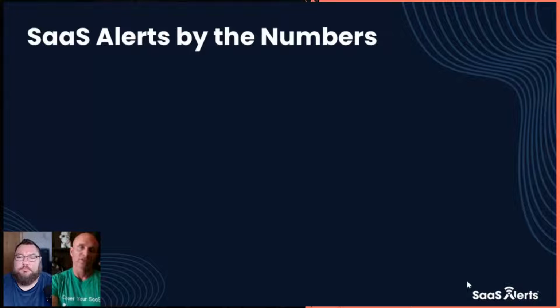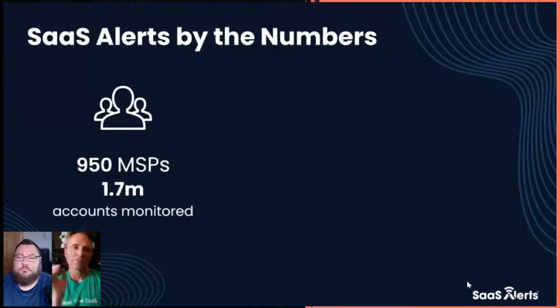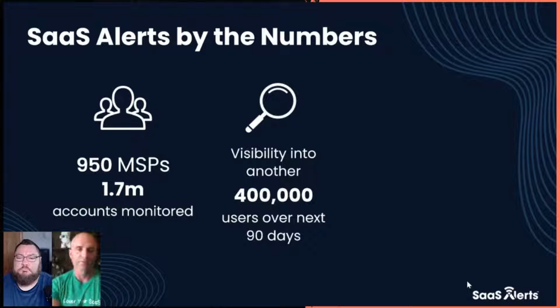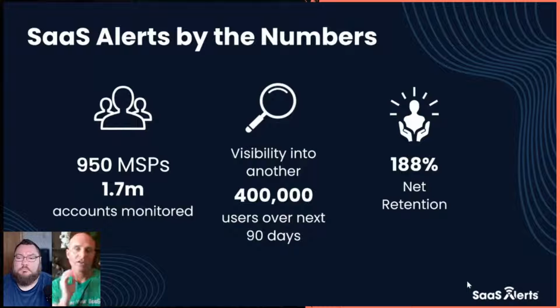So first, I just want to dig in because on the number side, Steve, because you and I haven't spoken for a long time and our numbers were vastly different the last time we spoke. So today we've got about 950 MSPs, a little less than 3 years in now. We now monitor over 1.7 million accounts. We have visibility into another 400,000 over the next 90 days. This is how fast traction is picking up around SaaS security. And then our net retention is 188%. So how does that work?